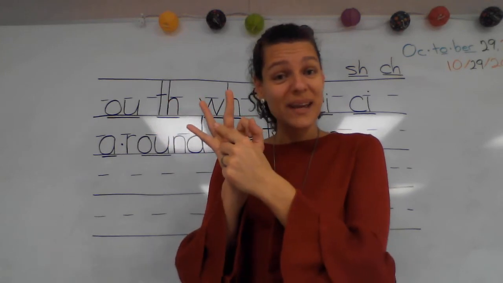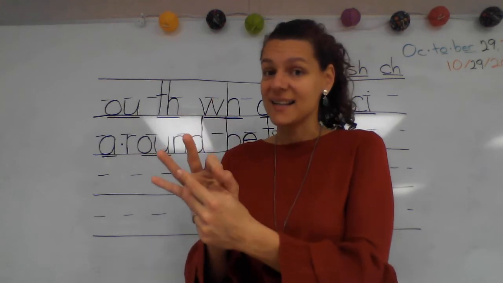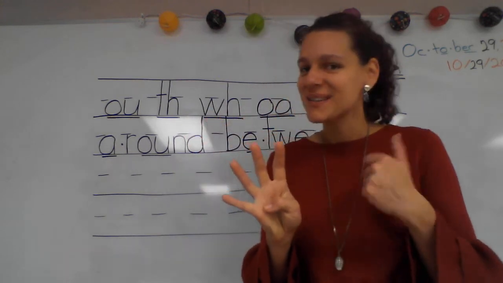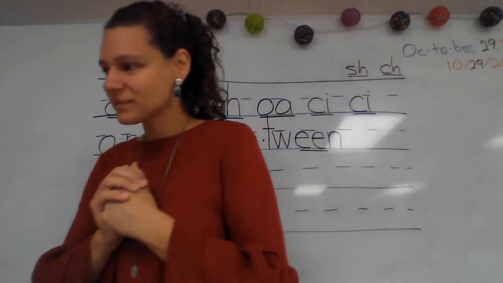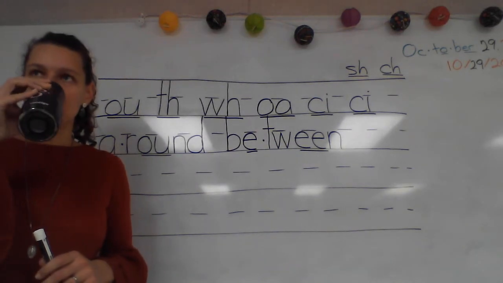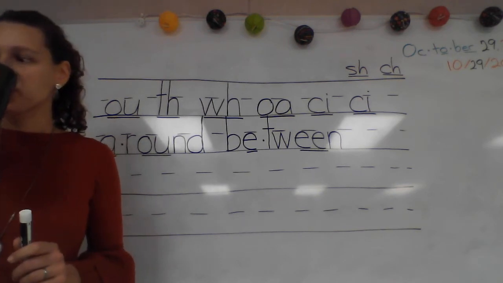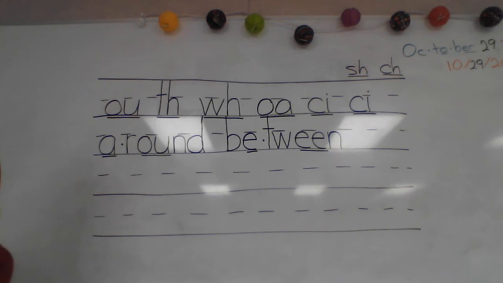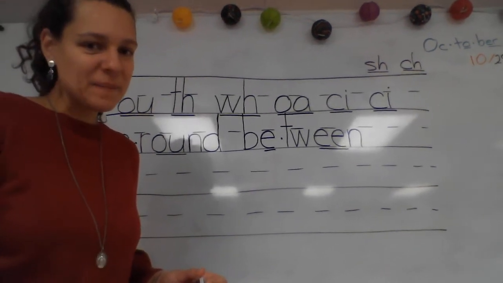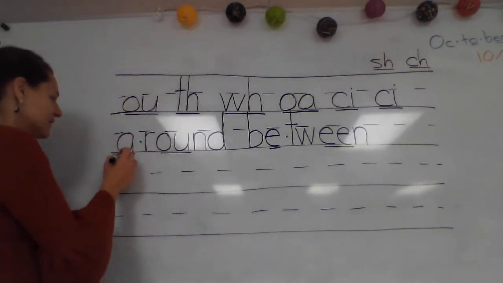All right, how are we going to make our I-E say I? Excellent, silent final E, job 1. Write that syllable, say the sounds while you write them. All right, put your finger under that first phonogram. What does it say? Good, B.